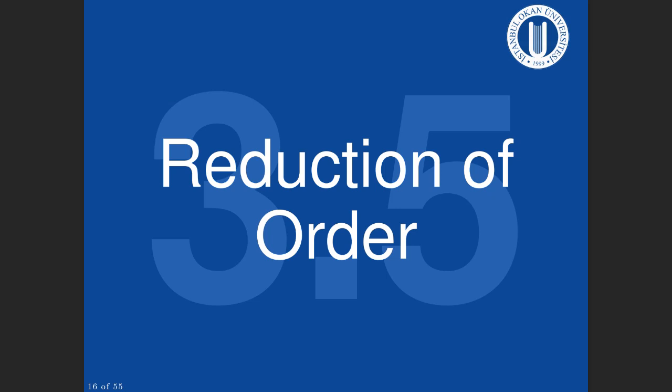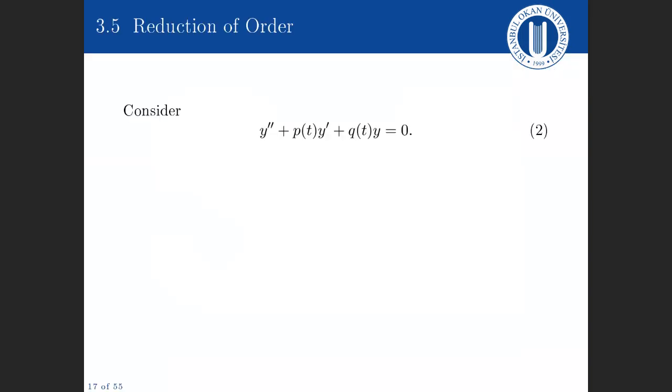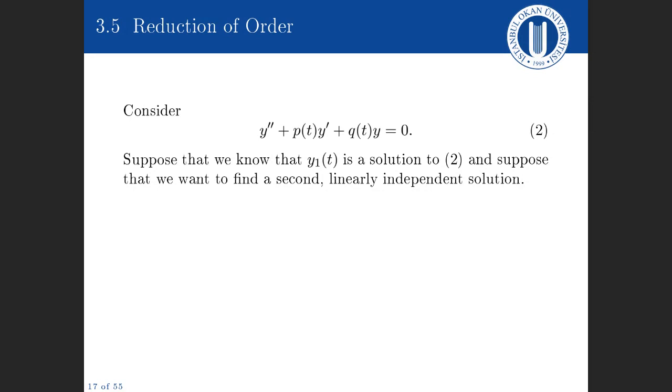Let's move on to a different topic. I want to talk about reduction of order, and that's an extension of what we've talked about so far today. Let's suppose we want to consider y double prime plus p(t) y prime plus q(t) y is equal to 0. And suppose that we already know one solution to this differential equation. To be able to write down the general solution to this linear second order equation, we need to find the second linearly independent solution.